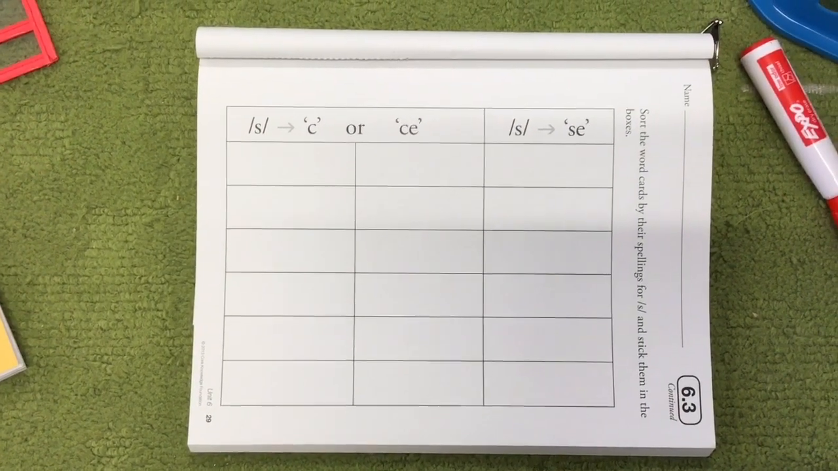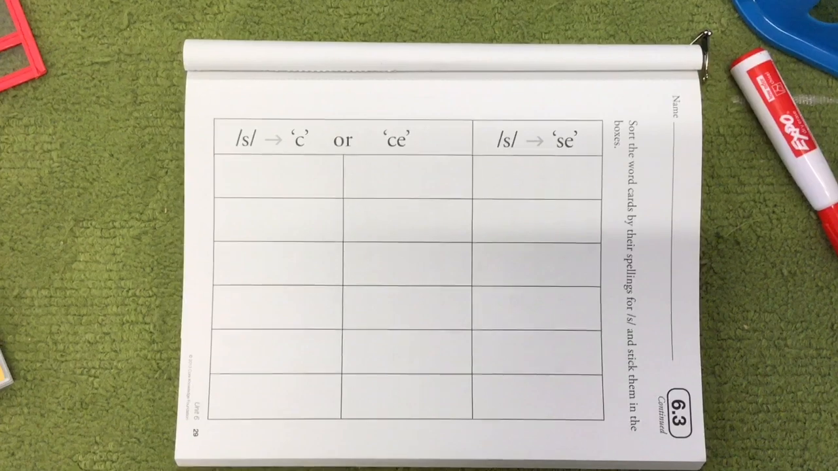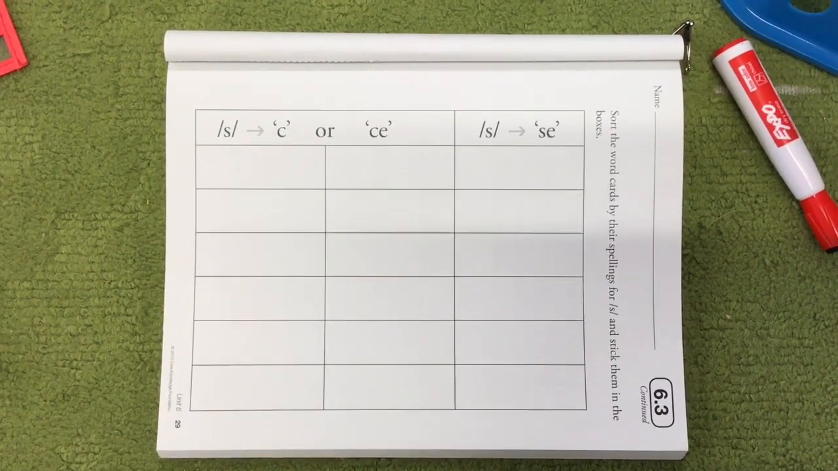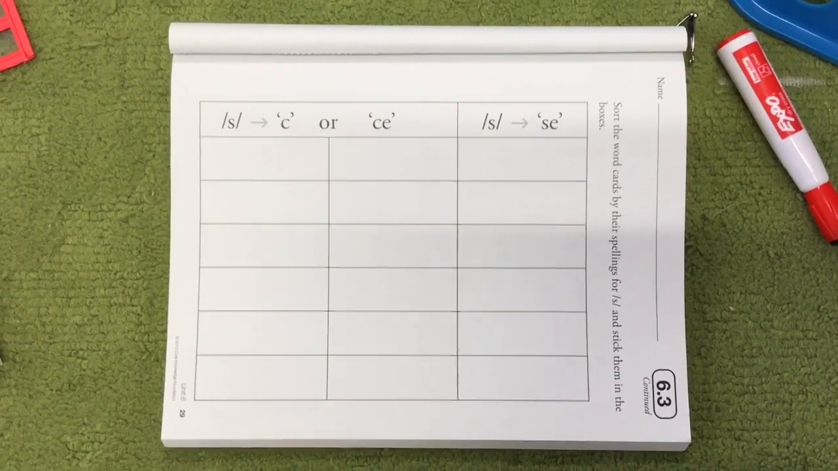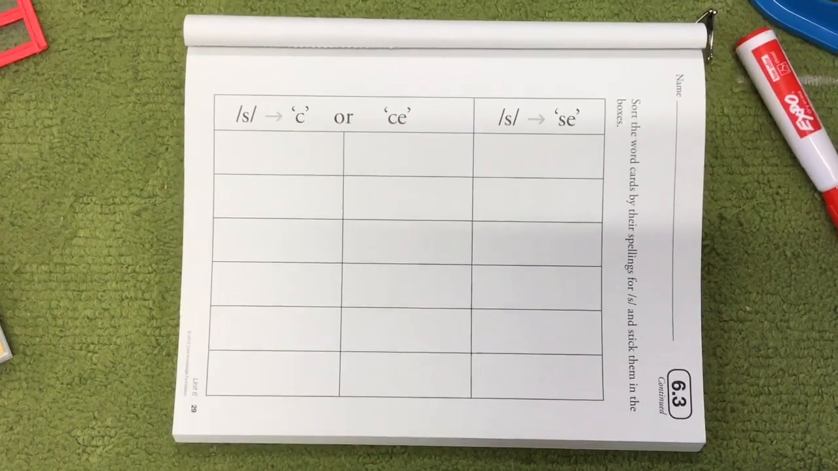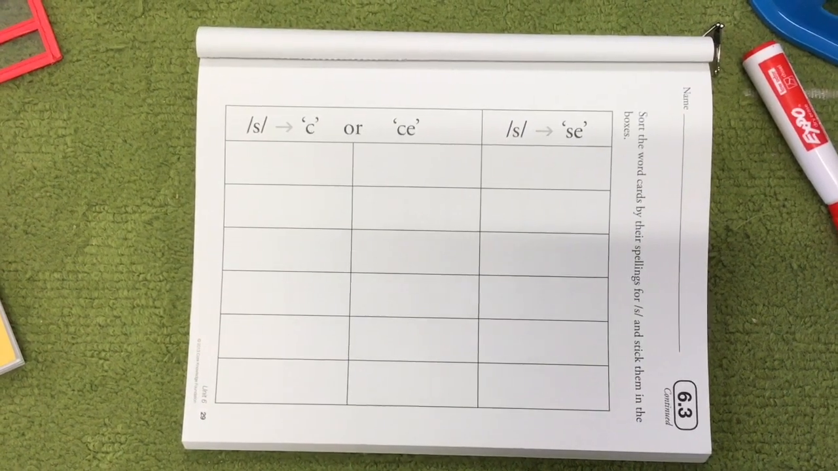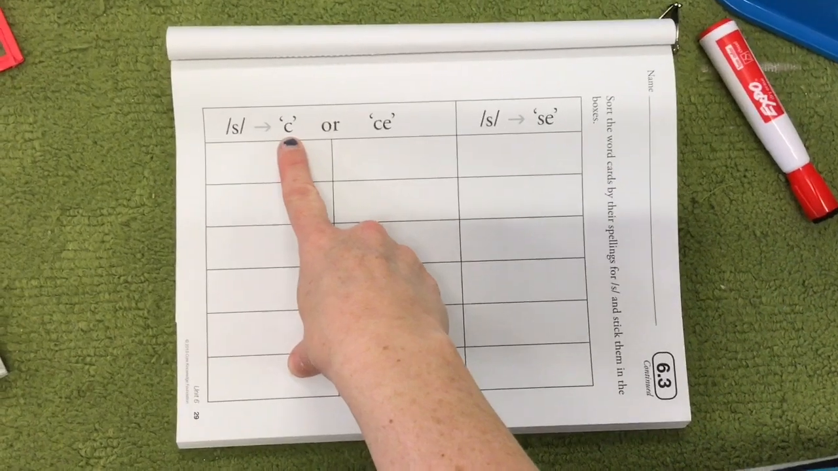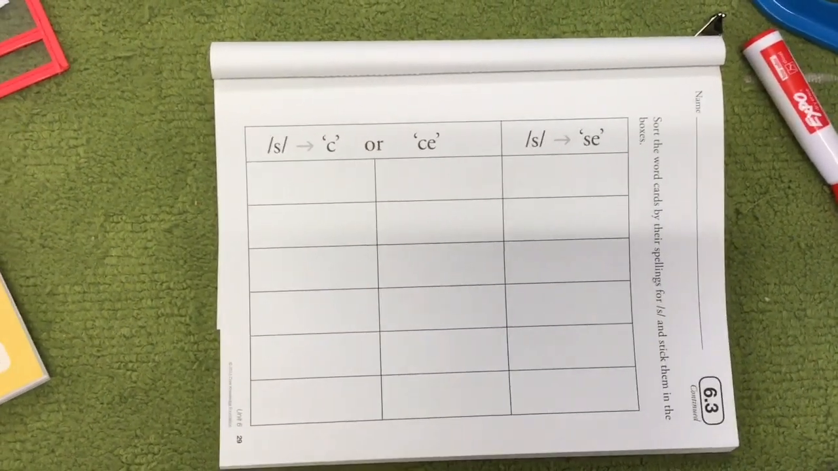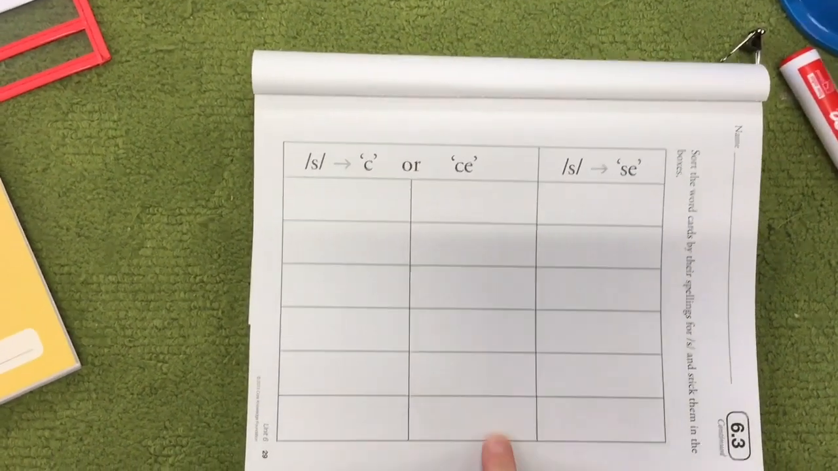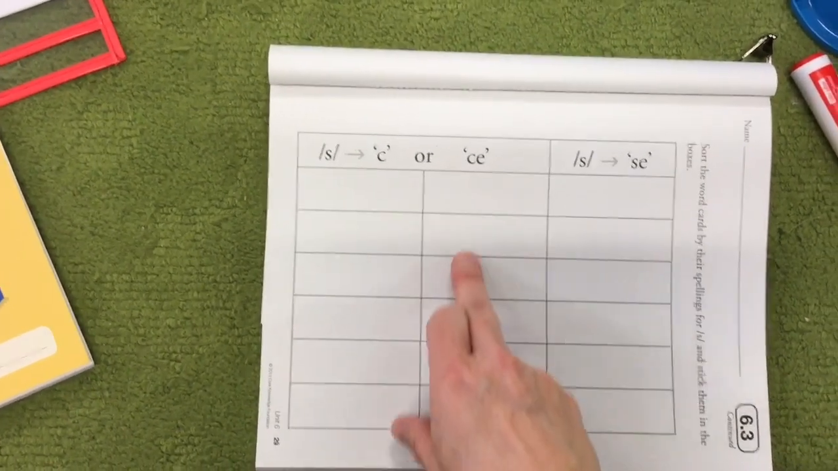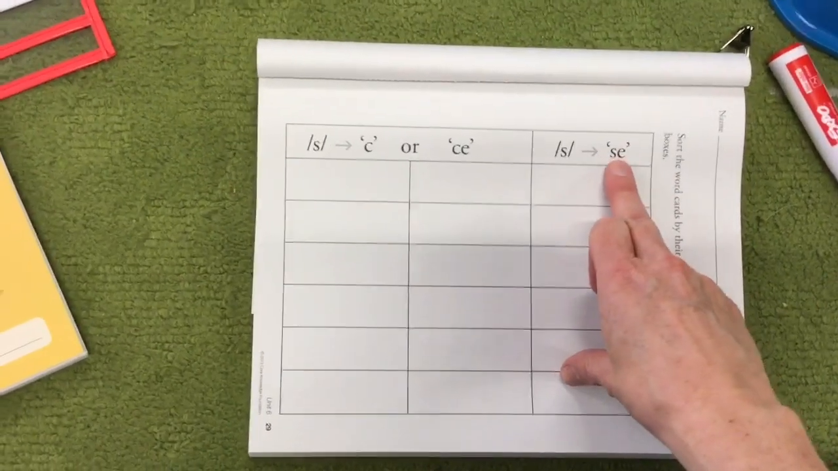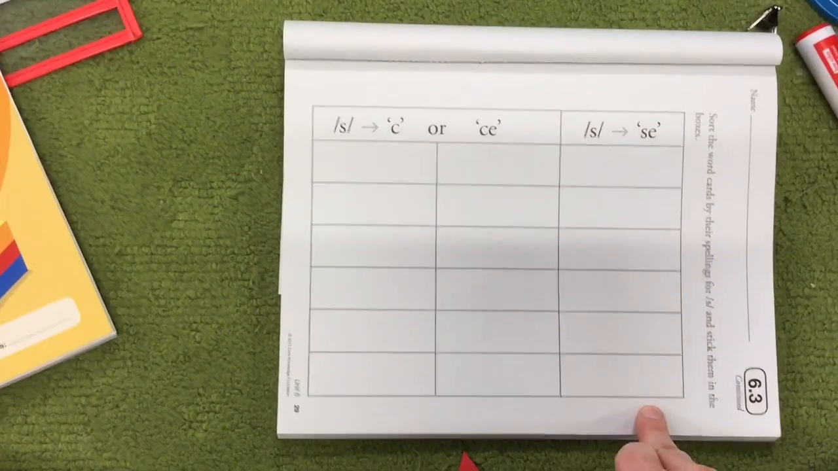All right, once you have those all cut out, you are going to paste them or glue them onto this next page. You're going to sort the word cards by their spellings for S and stick them in the boxes. For instance, if the S sound is made with the C, you'll put it under here. If it's made with the CE, you'll put it under here. Remember, like prince would have been in this column. If the S sound is made with the SE, then you'll put it in this column.